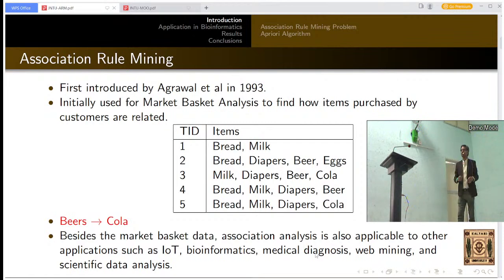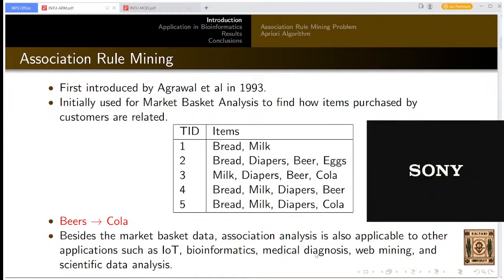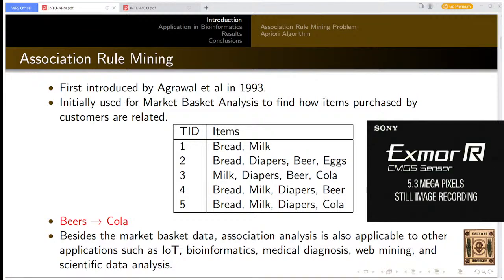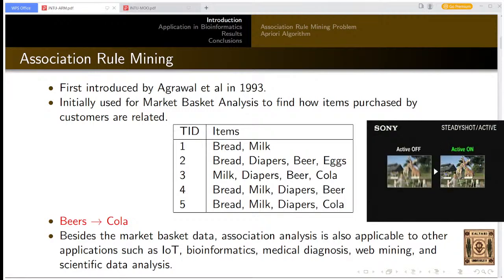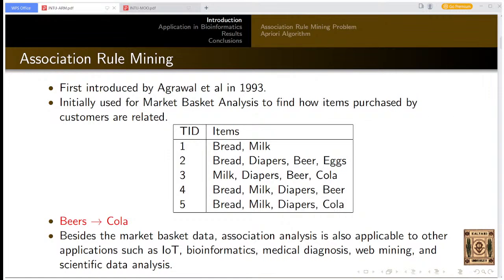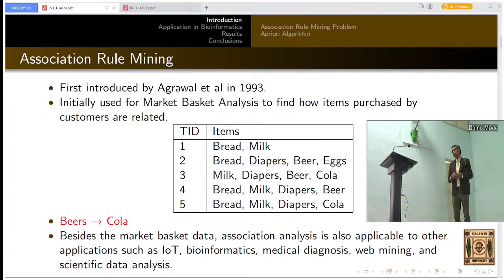So these kinds of rules, this is just for market basket analysis, but it is not restricted to market basket analysis. There are many other applications where you can actually apply association rule mining. One such application I will discuss later on. So the question is how we can extract these rules. As I said, there are many applications in IoT data analysis, bioinformatics, medical diagnosis, web mining, scientific data analysis. So any kind of data which can be posed as a transaction data set like this, you can apply association rule mining from there.